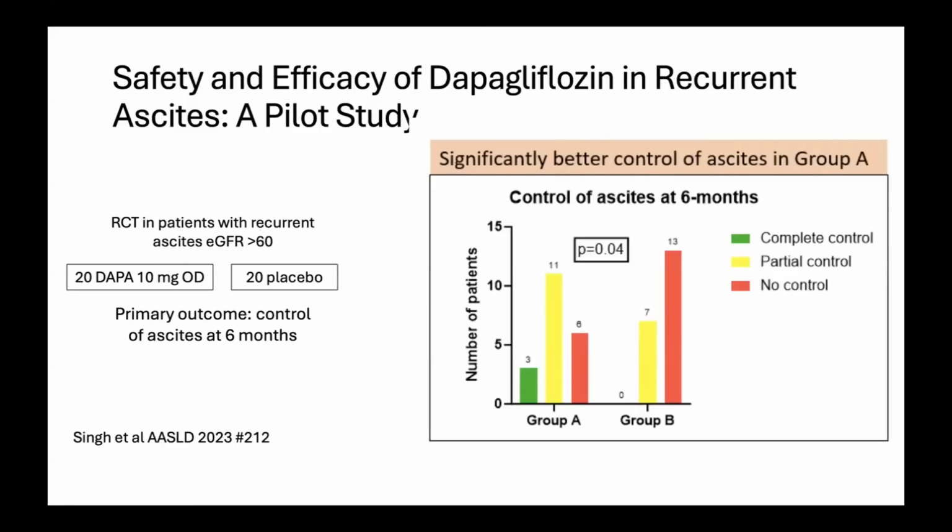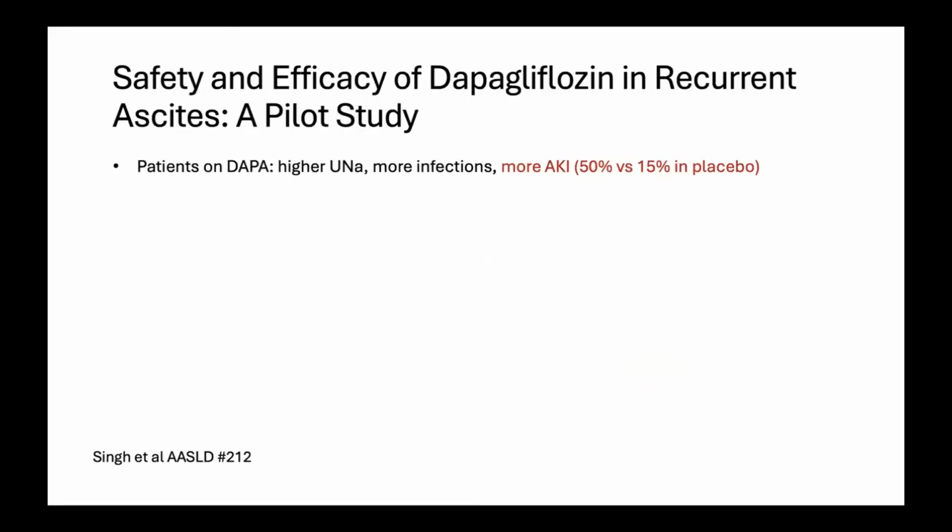And this again emphasizes that flozins are excellent diuretics in contexts in which other diuretics do not work. For example, in end-stage kidney disease, they still work. So we could guess that patients that do not respond to traditional diuretics, in refractory ascites, could respond to flozins. The issues with DAPA was that there were more infections, which is a consequence of its mechanism of action, and there was more AKI, 50% of AKI in the DAPA group versus 15% in the placebo group.